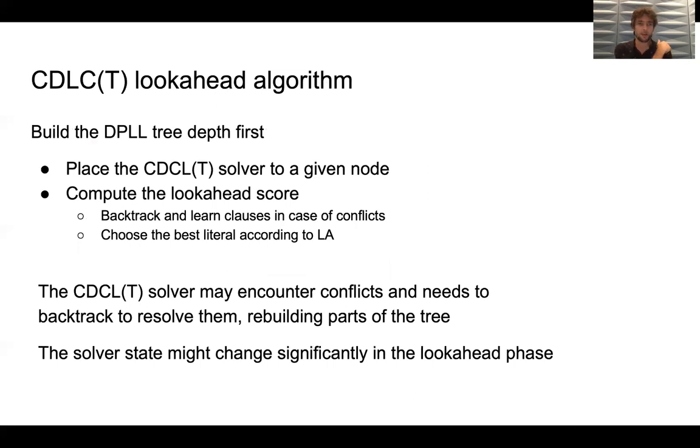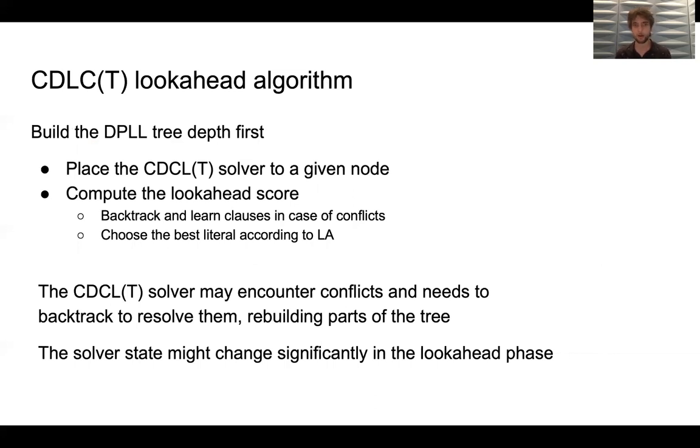So let's have a look at the CDCLT Lookahead algorithm now, more concretely. We build the DPLL tree depth first. And the idea is that we expand the tree in some node. So we place the CDCLT solver to a given node by doing the assumptions that are implied by the path to the node. And then at that point we compute the Lookahead score. It might mean that we backtrack. We might learn clauses in the case of conflicts. If we manage to do a full Lookahead, we can choose the best literal according to the Lookahead.